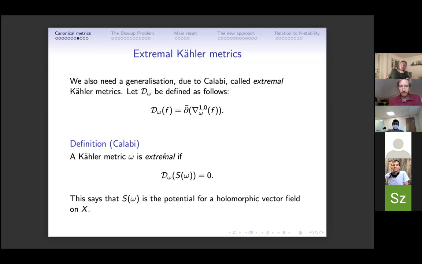So these are the metrics that I'm interested in today. And for a lot of the talk, you can just think of constant scalar curvature metrics, but many of the results only apply for extremal metrics. Which means that you can't just replace everything by constant scalar curvature metrics. So one has to work in this generality really. This is some finite dimensional space instead that you're trying to hit rather than hitting a constant.